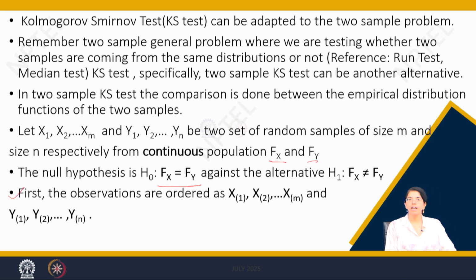First and foremost, what you need to do is order the observations as x order 1, x order 2, up to x order m. X bracket 1 means x order 1. This is the smallest observation, followed by the second smallest observation, x order 2, and finally x order m. Similarly, for the y observations, you have to arrange the observations from smallest to biggest, and let us name them y order 1, y order 2, up to y order n.